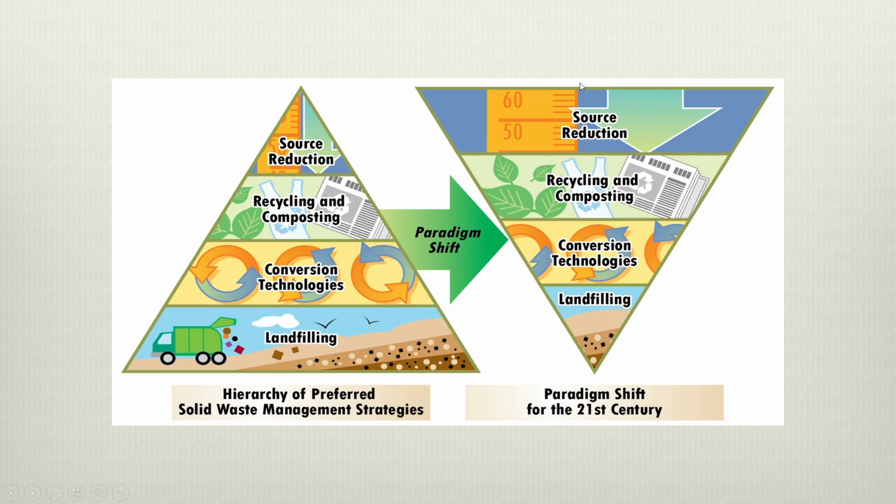Reduce, source reduction. Then we can recycle what we've used because it can be used and composted. Then we can look at converting it. And then the very last thing we should be thinking about is putting it in the ground and landfilling it. If we're not using as much, we're not going to have to worry about putting as much into the ground and disposing of it.